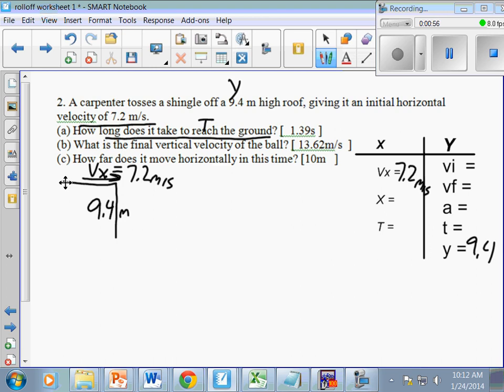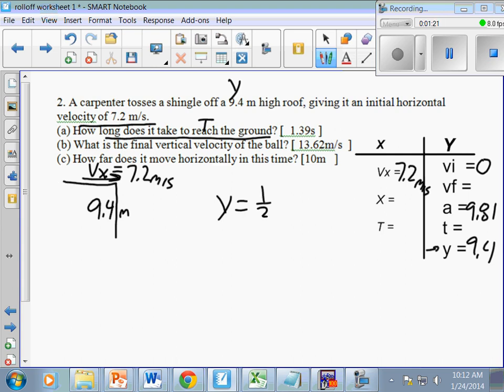Over on the x side, I do not have enough information. I've only got one variable. I need at least two. So I'm going to go to the y side, and vi is going to be 0. It is 9.81. And I have the y variable, so I have 3, so I can solve for t. That's what I want. So I'm going to use the same equation as last one.